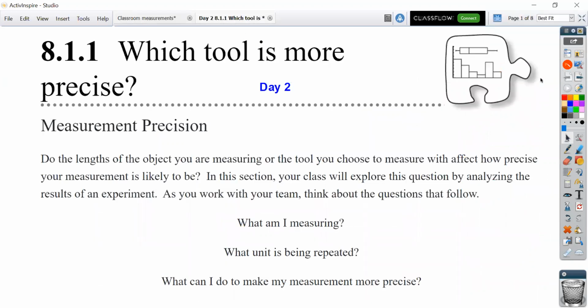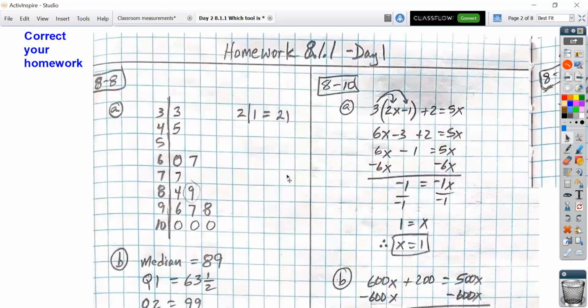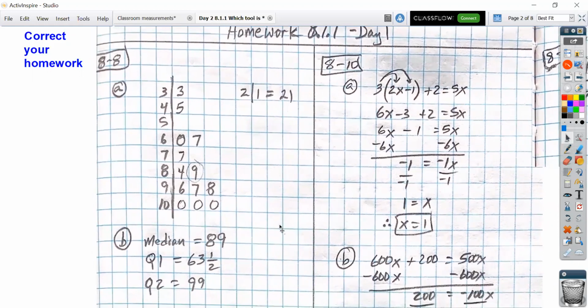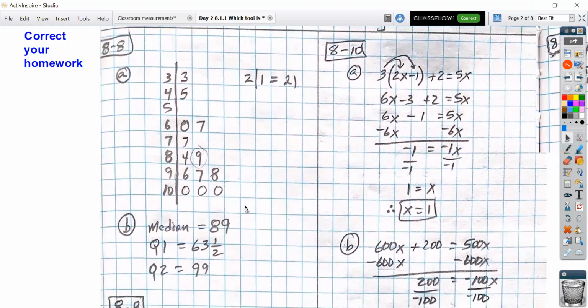From your homework, I'm just going to let you look at this, and I might talk about a few. If you need to, pause and make sure your work is right. That's important, especially with me not being there to answer any questions. So this was 8.8, where they asked you to make a stem and leaf plot, and I circled my median because they asked about the median.